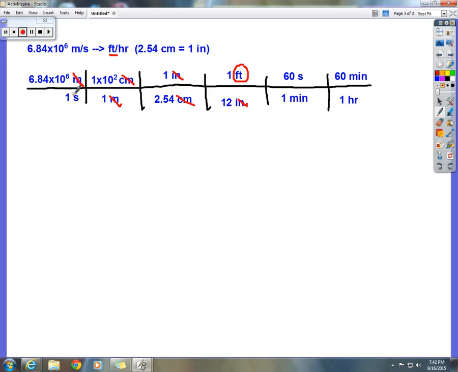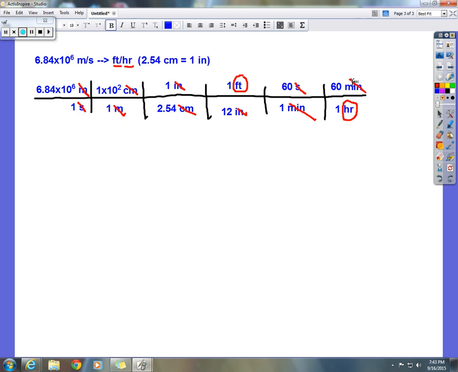So let's take a look back at that. We canceled out seconds with seconds, minutes with minutes, and we were left with hours on the bottom, which is actually where we needed it to be. Ho-ho, it's like magic, or that I know what I'm doing. Either one of those, I'm not sure. So we end up with feet per hour.